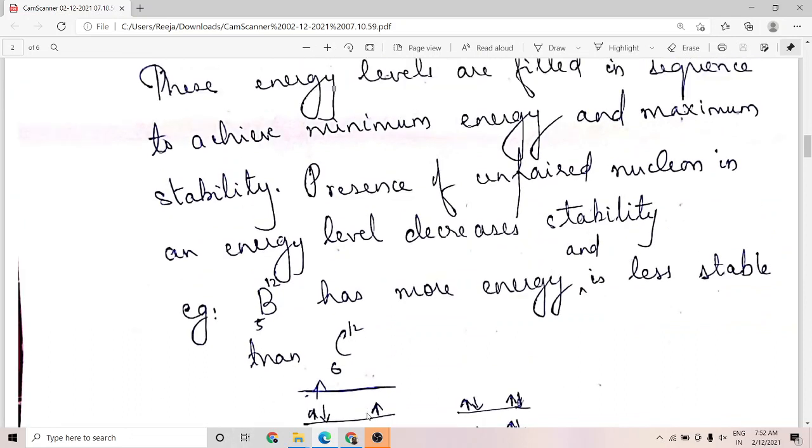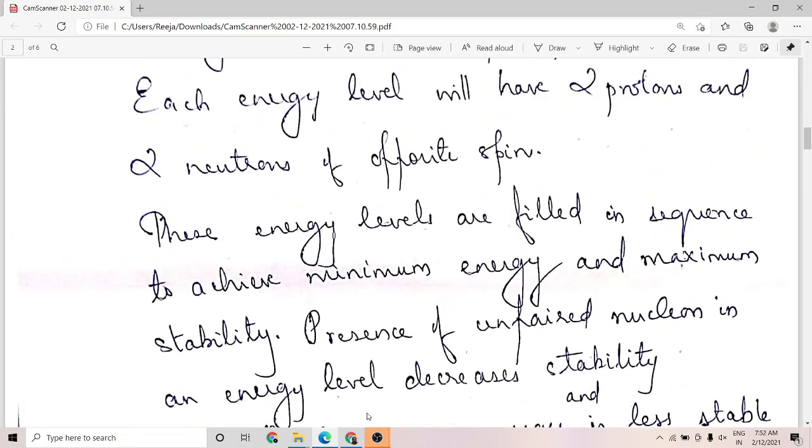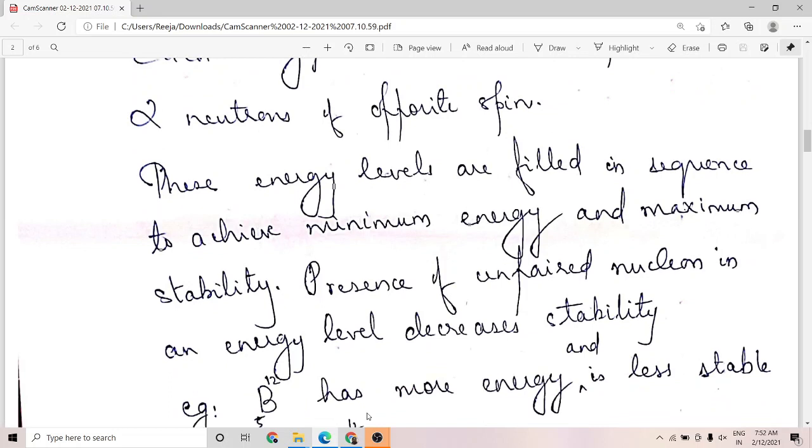And these neutrons and protons in an energy level should have opposite spins. That is, a particular nuclear energy level will have two protons of opposite spin and two neutrons of opposite spin. Now, the energy levels are filled in a sequence in order to attain minimum energy and maximum stability. Now, if an unpaired neutron or proton is present in a particular energy level, then it will decrease the stability.